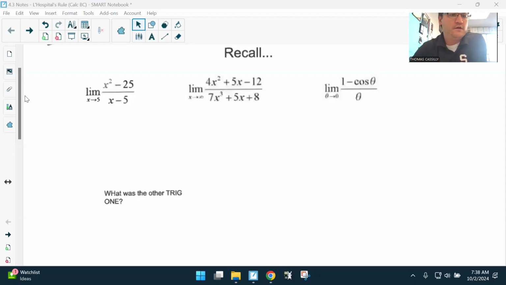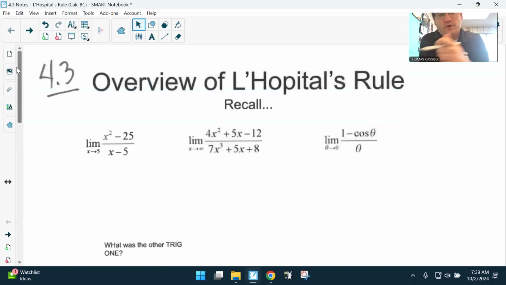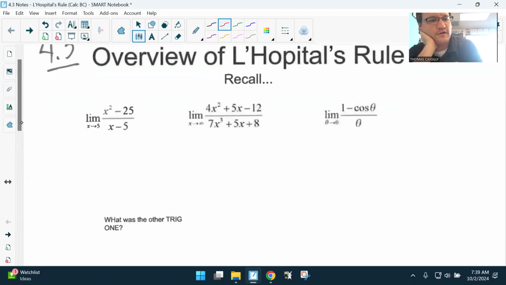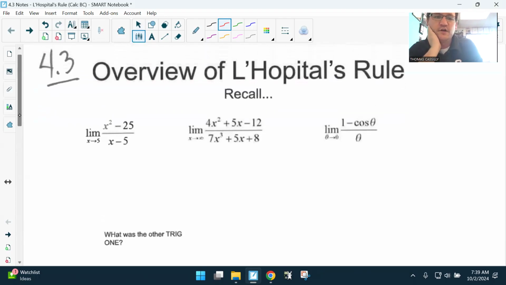Good morning, guys. Today we're doing 4.3, which is called L'Hopital's rule, right? This L'Hopital kind of thing. Some French guy, I think. It's L'Hopital. All right. So this does make our lives a little bit easier.